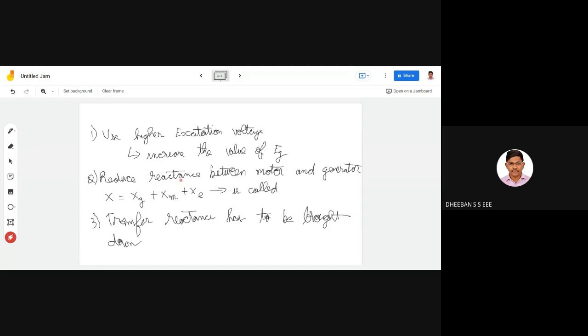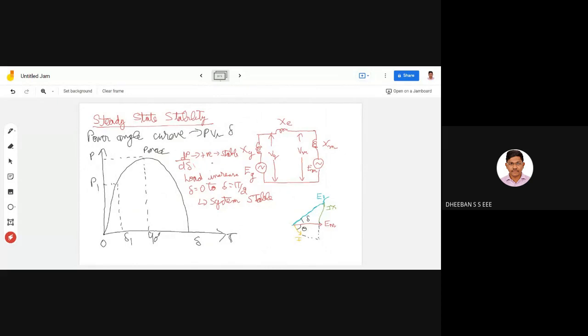After that, the reactance X is nothing but the summation of your generator reactance, motor reactance, and then your transmission line reactance. This X is called the transfer reactance. You have to bring the value of this transfer reactance to a lower value. If you have a lower value of transfer reactance and a higher excitation value, it is possible to maintain dP by d delta in a positive direction. So it will be stable.